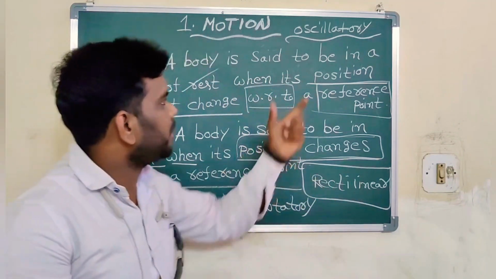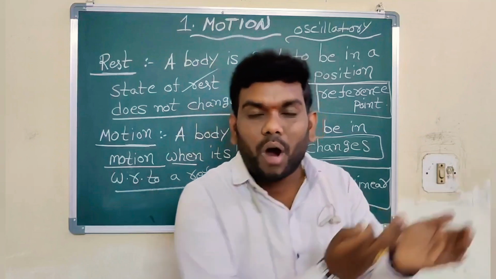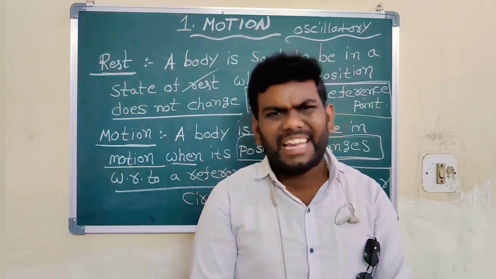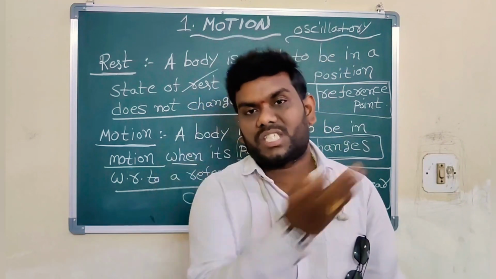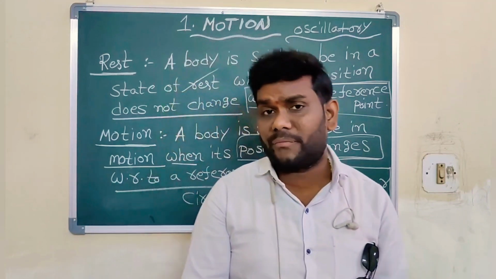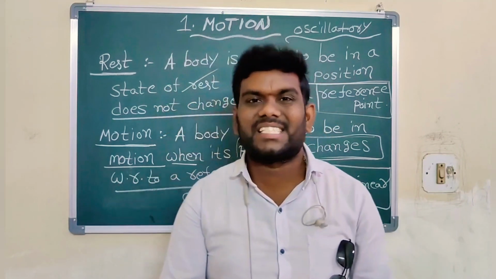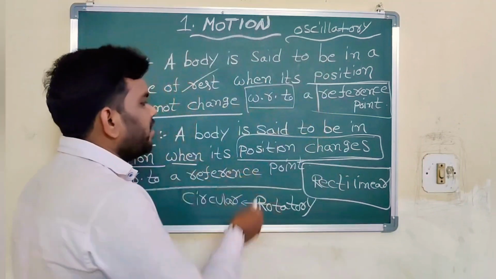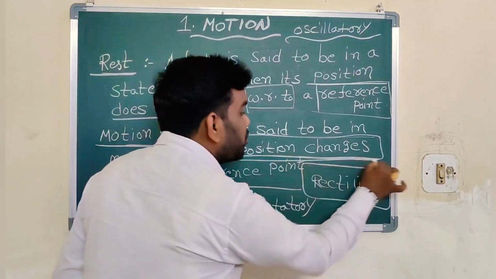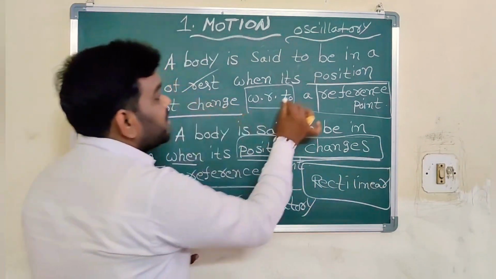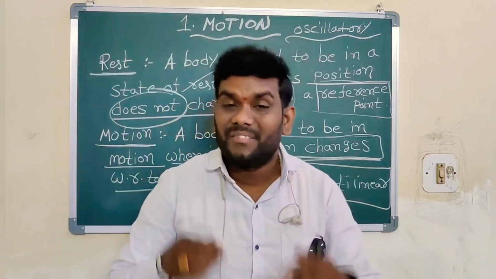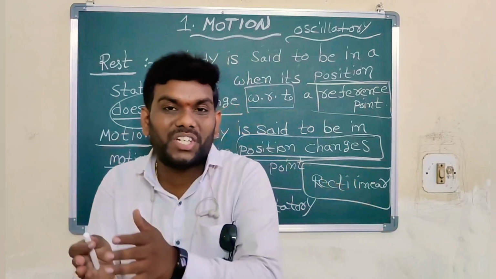So what is our concept? Oscillatory means to and fro motion. A very neat example of to and fro motion is a swing. If we go to an exhibition, Columbus is the best example of oscillatory motion. In this motion, the position definitely changes; in rest, the position does not change. In motion the position changes, that's why rest and motion are relative.